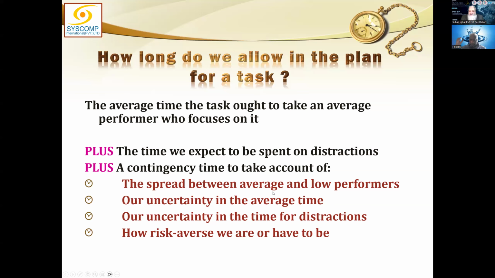So, because we don't do that, we calculate on the highest performer. So what we get is between average and low, and therefore they can't perform. Our uncertainty in the average time. When we take the average time, we are still uncertain. The uncertainty in time for distractions. We don't know how much will be the distraction. So try to reduce the distractions.